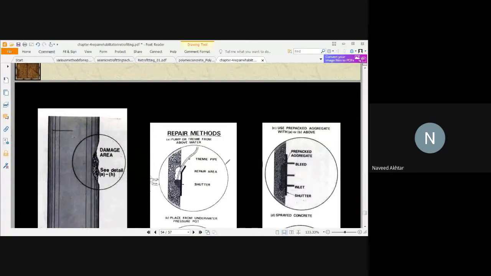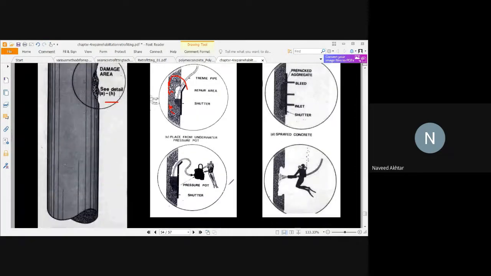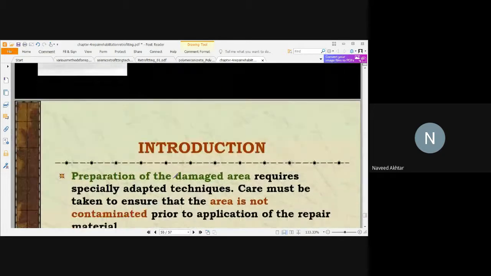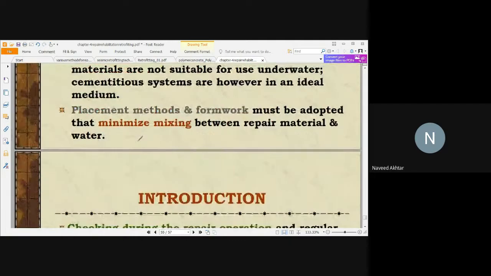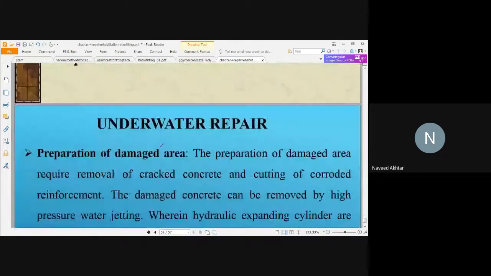In another repair method, you can see the damaged area details, the pipe repair and shutter. You can provide the shutter and then concrete is provided. You can see here, that is another method to fill the concrete. Here also you can see many such techniques you can use to repair the damages. So the structural elements of the buildings can be repaired using these techniques.